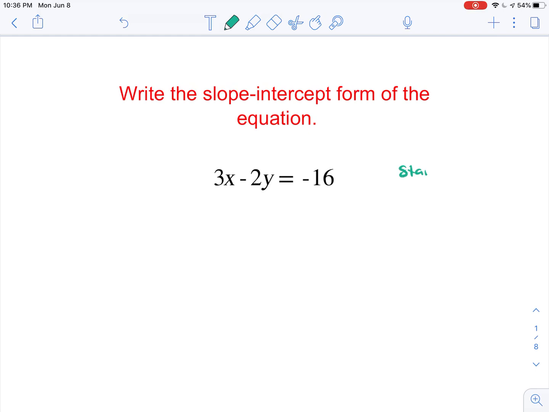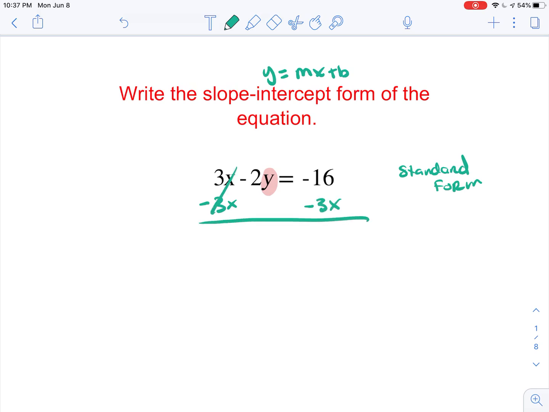The first type of question is write the slope-intercept form of the equation. Here we are given a standard form equation, and we are asked to put it into slope-intercept form. To do that, we have to isolate our y, because remember, slope-intercept form is y equals mx plus b, where y is isolated. The first thing we want to do is move the x term over by using the opposite sign.